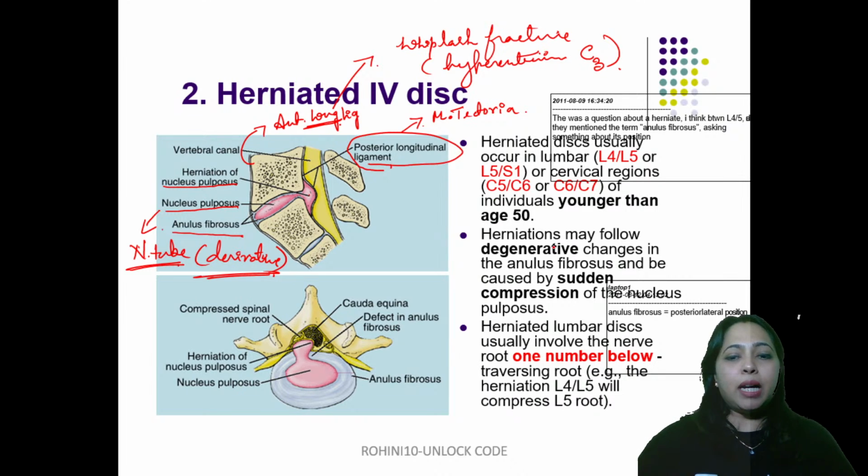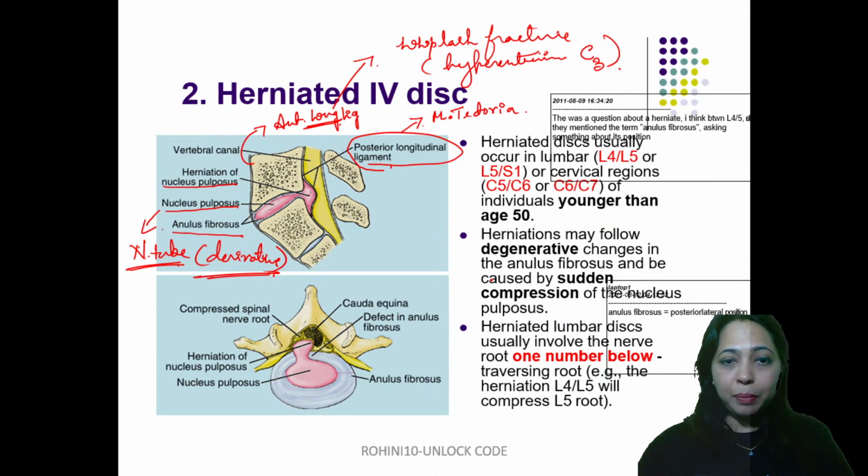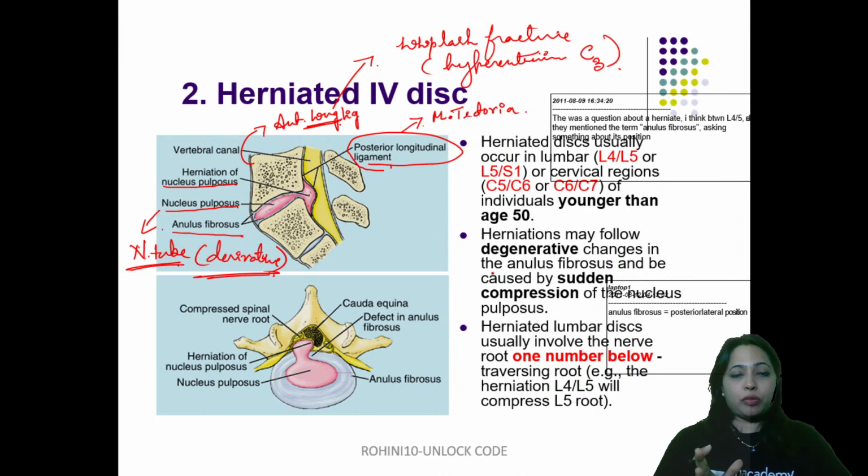Next, here you can see herniations may follow degenerative changes in the annulus fibrosus and can also be caused by sudden compression of the nucleus pulposus. So it can happen because of the annulus fibrosus, or because of the nucleus pulposus. Both chances are there. And here is the herniation of the nucleus pulposus. A herniated lumbar disc usually involves the nerve root one number below. So if this is at the level of L1, then the affected nerve root would be L2.